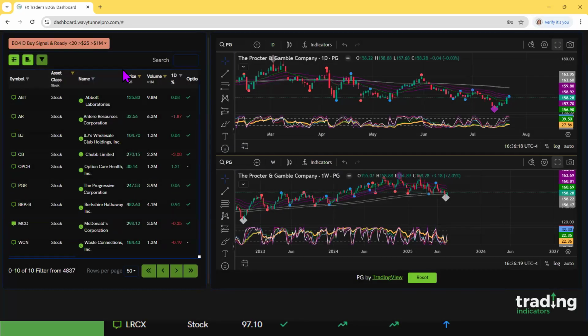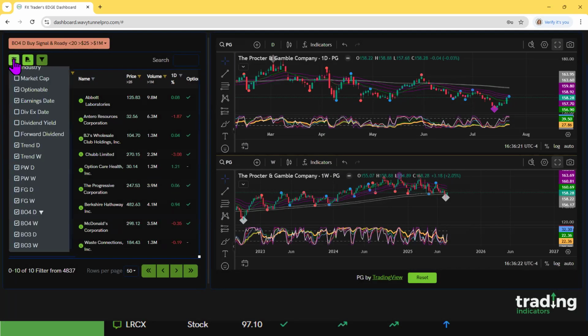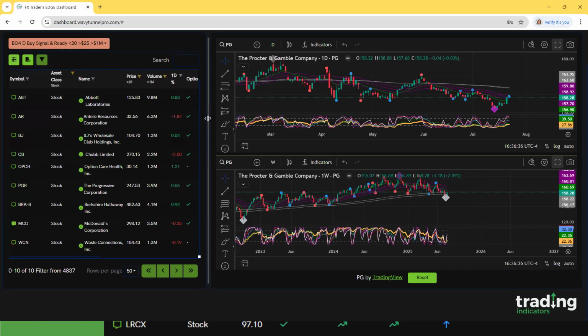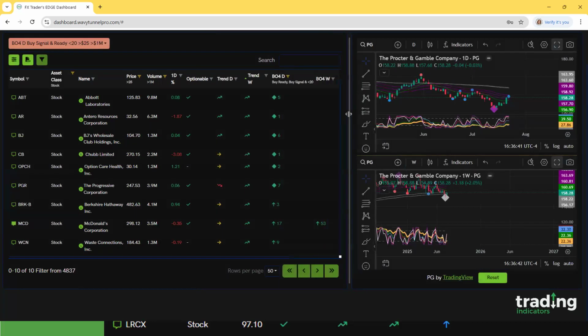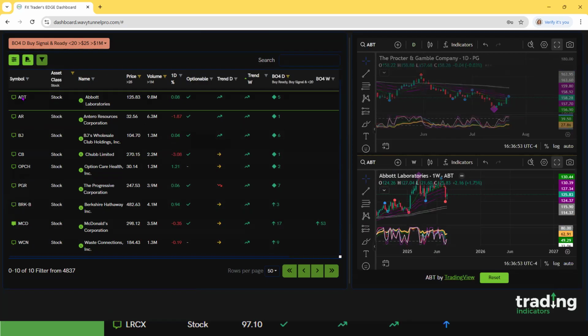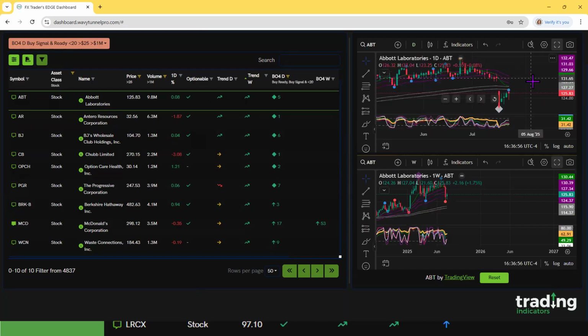Okay, I'm going to put up the dynamic scanner and let's just uncheck some of these so we can see the breakout 4. And yeah, let's just uncheck them. Okay, and we'll just move this over. Okay, why don't we look at Abbott Labs? Just click on it and let's see what we see here. Okay, this is interesting.